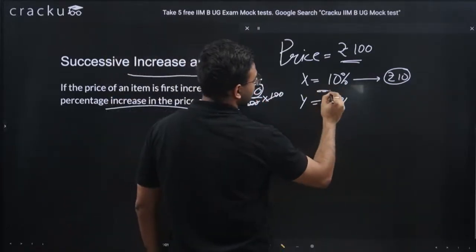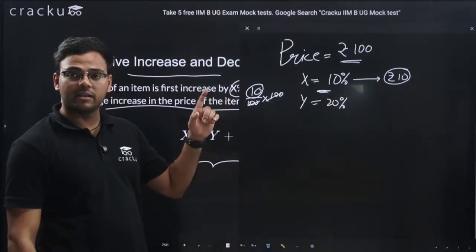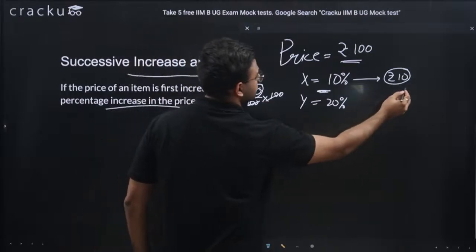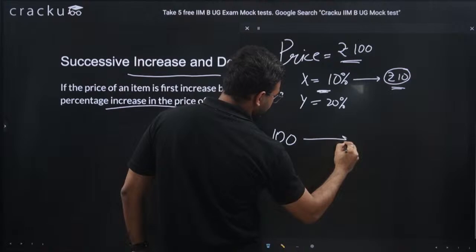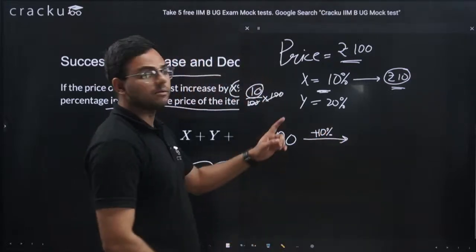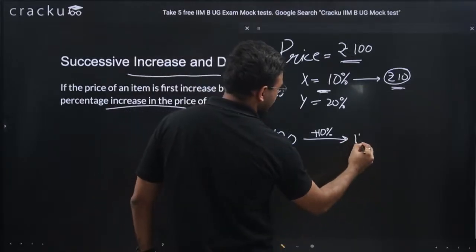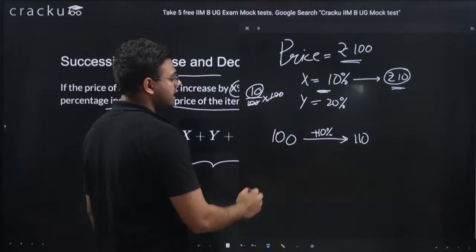So the price of the item is increased by rupees 10. This was the original price of the item, and there is an increase of 10%, so the price of the item becomes 110.